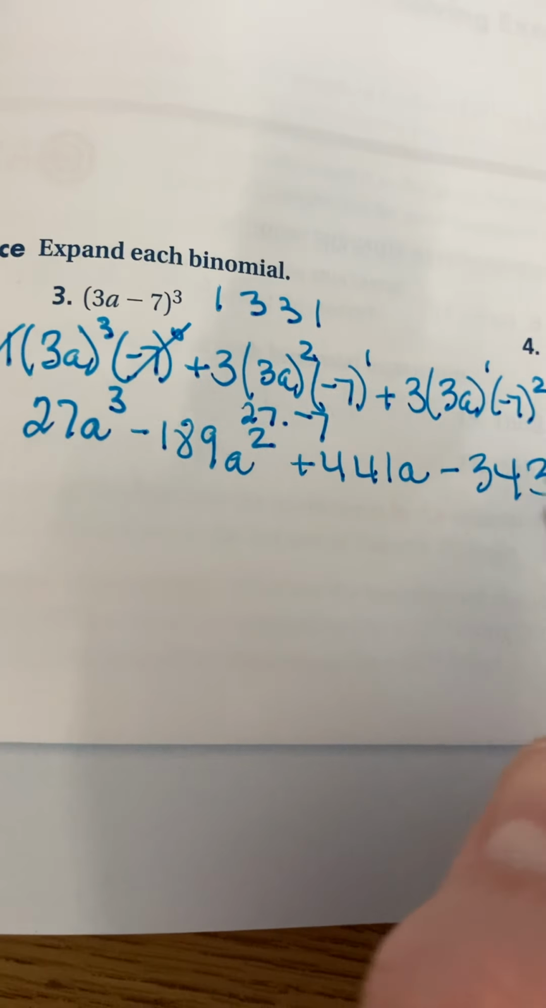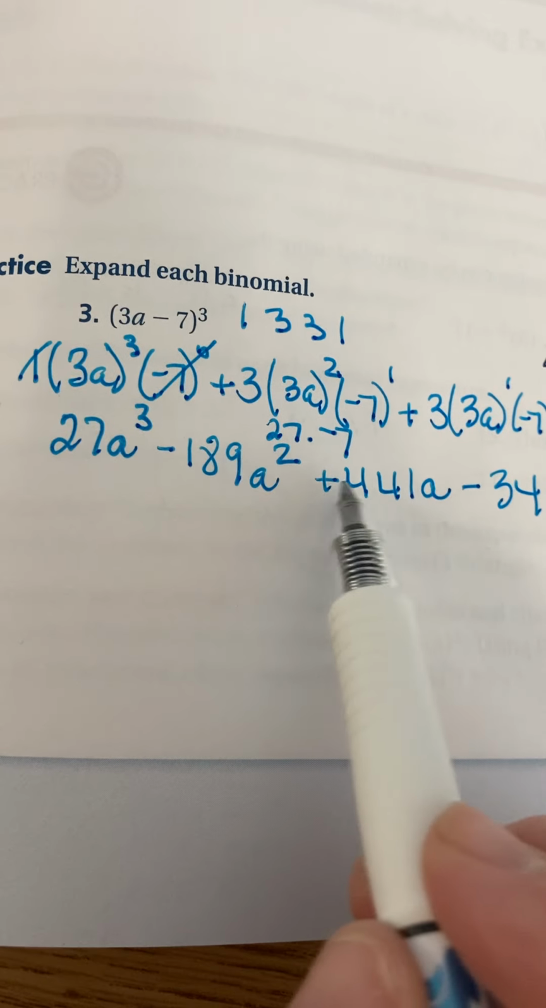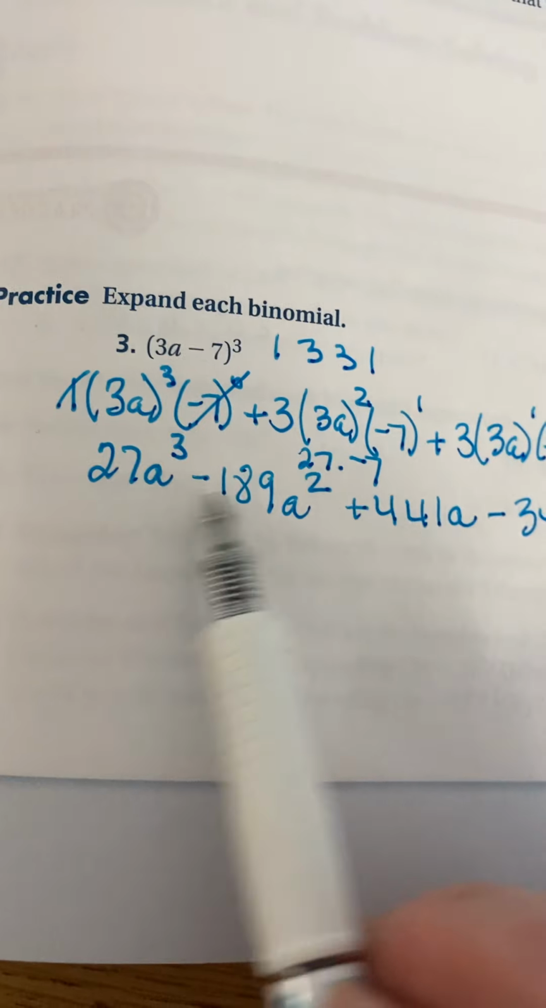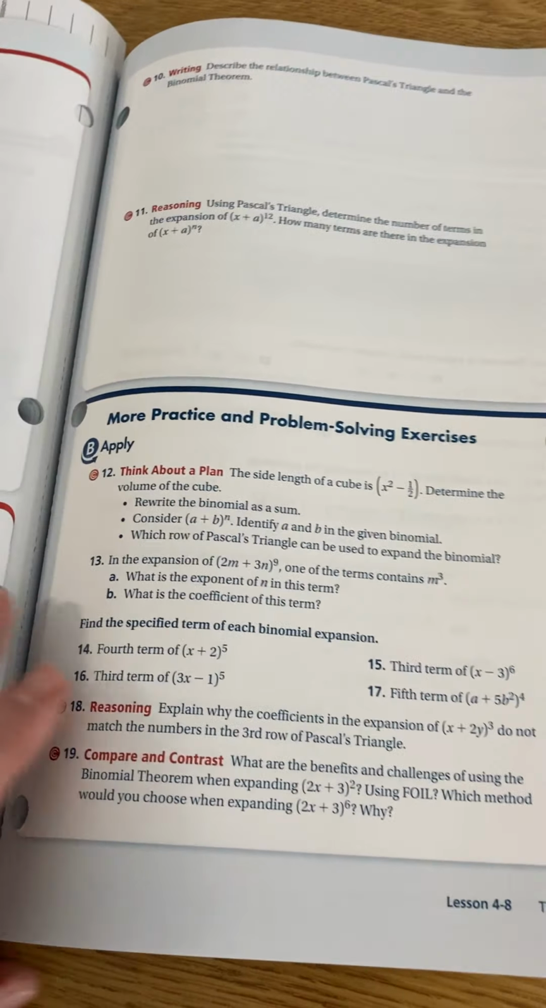Notice how your A's all go down in decreasing order, and then the signs also change. So positive, negative, and that's because of this negative here. If this were a positive, then they'd all be positives. All right, so that's kind of what we're doing.